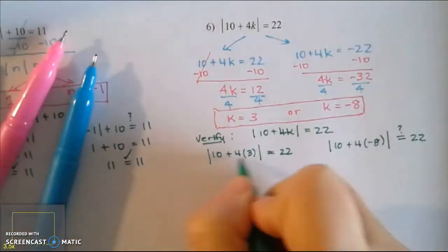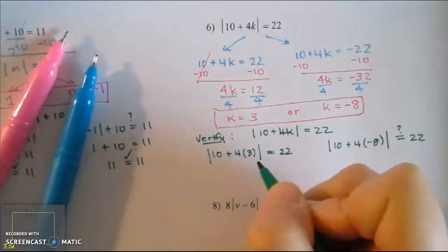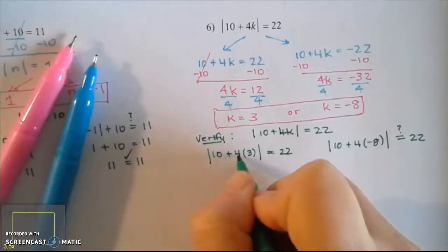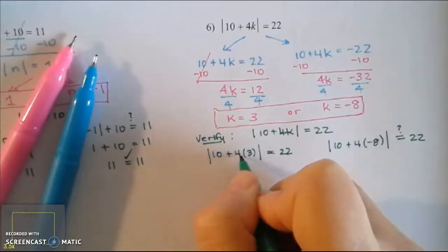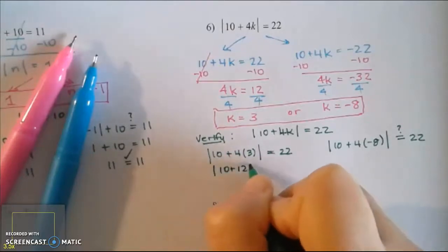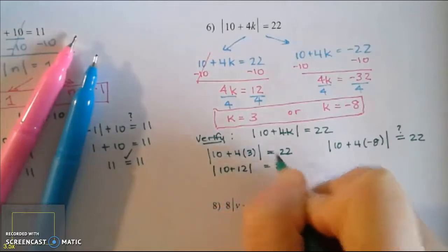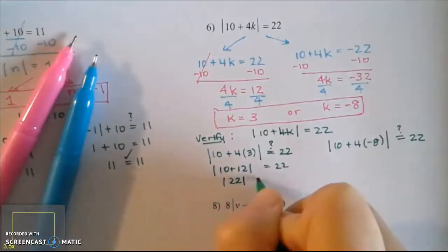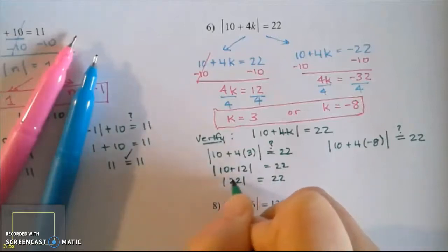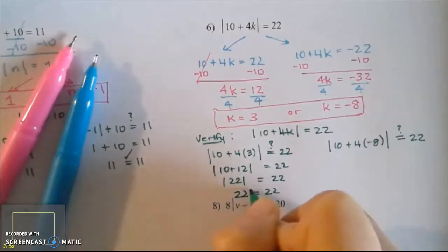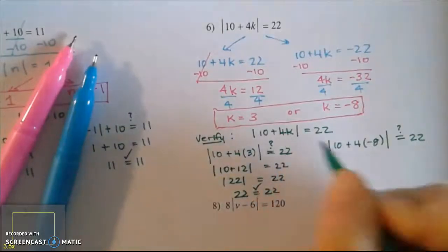Okay, so now let's simplify what's inside, because absolute value is a grouping symbol. That means you need to evaluate what's inside first. We need to multiply 4 times 3 first. 4 times 3 is 12, plus 10. We still have not applied the absolute value symbol yet. We're asking, is this true? Well, 10 plus 12 is 22. But now that we just have a number inside the absolute value, we can apply that. What is the absolute value of 22? That is just plain 22, and that is equal to 22 from the other side. So we have just verified it.